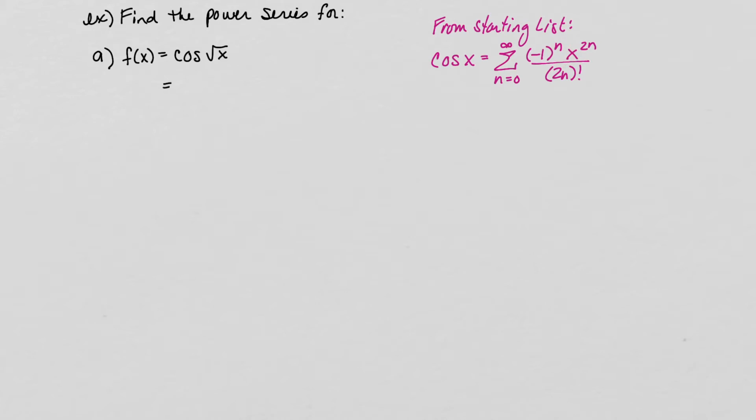So this is going to be equal to the summation n equals 0 to infinity, negative 1 to the n, square root of x to the 2n over 2n factorial. So I just took the known series, cosine of x, and since we didn't have an x, we had a square root of x, I replaced x with square root of x. Questions?